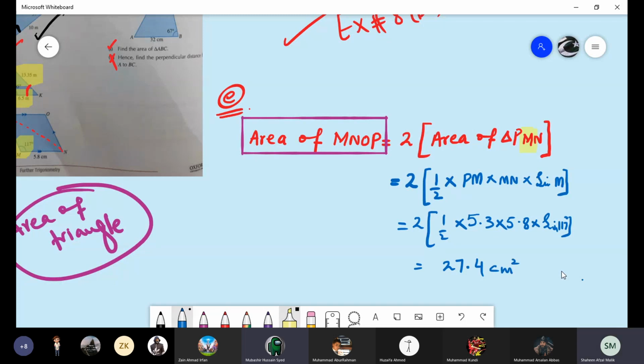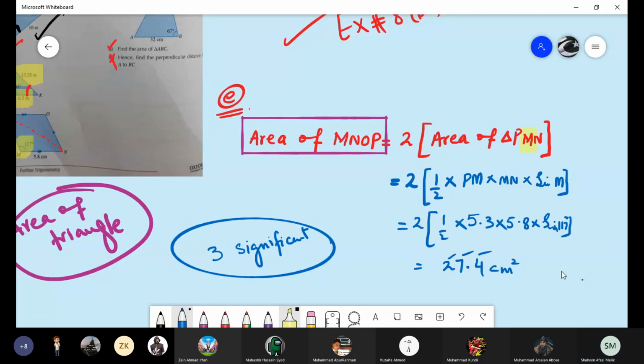Yes. We have to write the answer up to 3 significant figures. Do you know what the 3 significant figures are? Ma'am, the first, second, and third values. The non-zero digits. Three non-zero values. So non-zero means 1, 2 and 3. These are the 3 values. Yes, boys. Any problem in this question? No, ma'am. Do the F part if you don't have any problem. Then we will compare the answers.